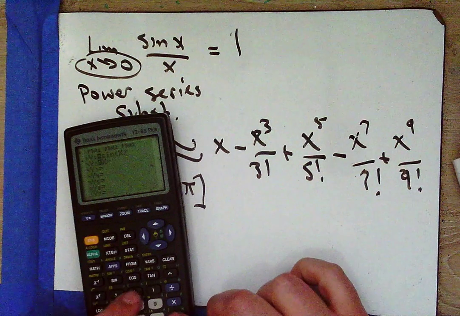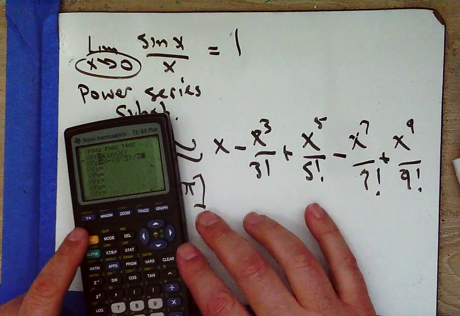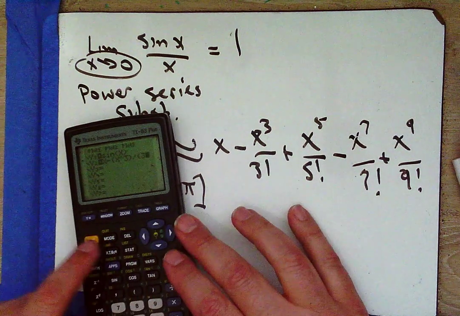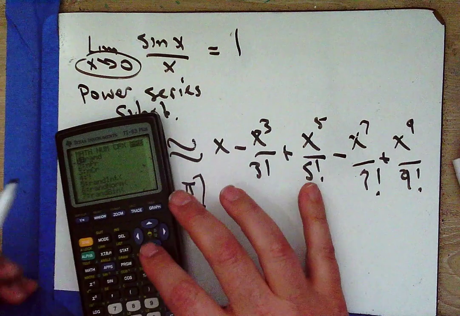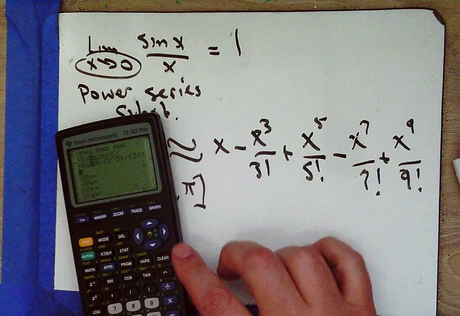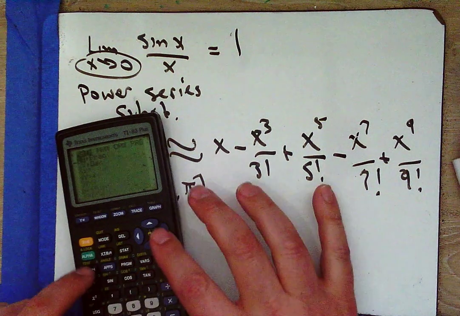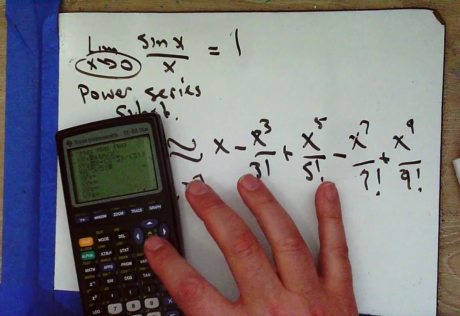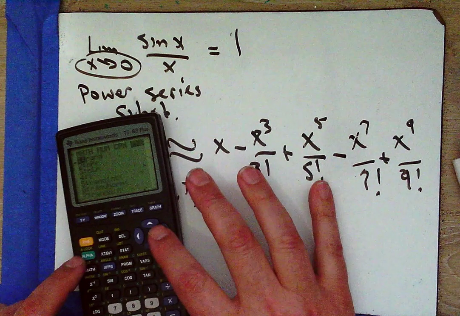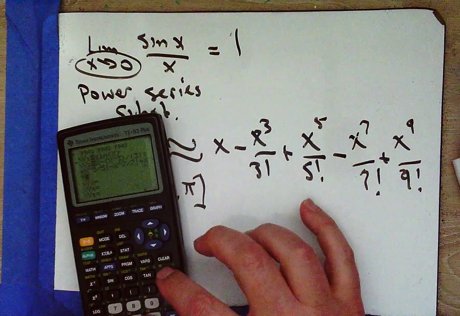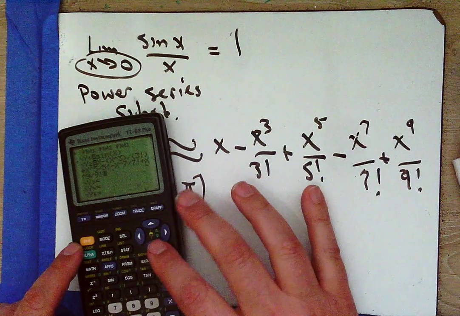So x minus x to the third divided by 3. And where's 3 factorial? Parentheses 3. It's under math. And number, is it? Oh no, it's under probability. There it is. Number 4. Okay, so divide by 3 factorial plus x to the 5th divided by 5 factorial minus x to the 7th divided by 7 factorial plus x to the 9th divided by 9 factorial. Graph.